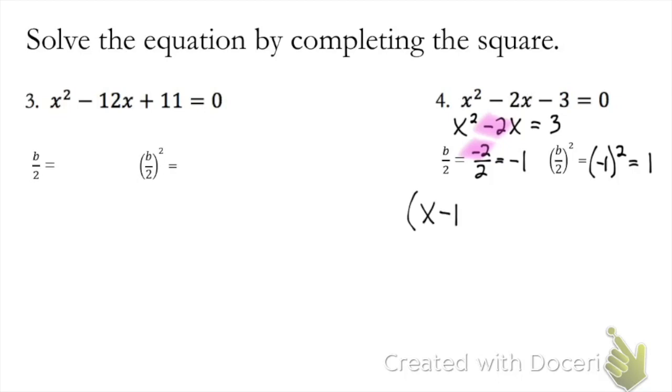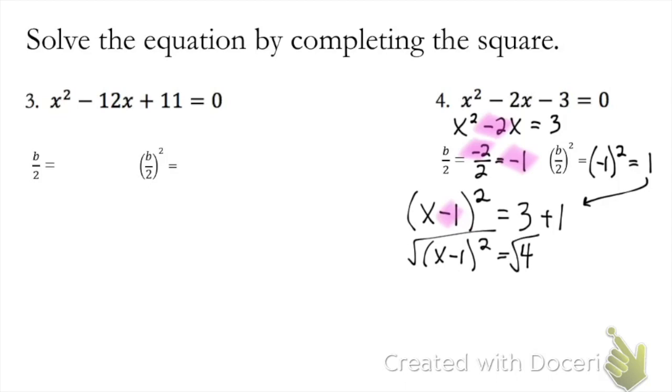So now we rewrite our equation. We have x minus 1 squared. This minus 1 came from right here. Equals, don't forget about that 3 up there, and then plus 1. I'm adding on this 1. So we have x minus 1 squared equals 4. Now we're going to solve by square roots, so take the square root of each side. We get x minus 1 equals a positive and a negative 2.